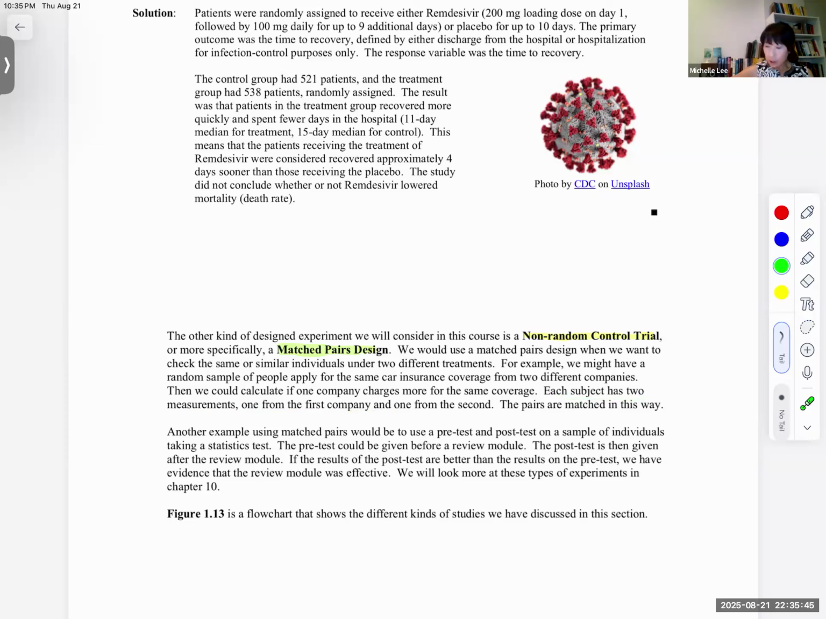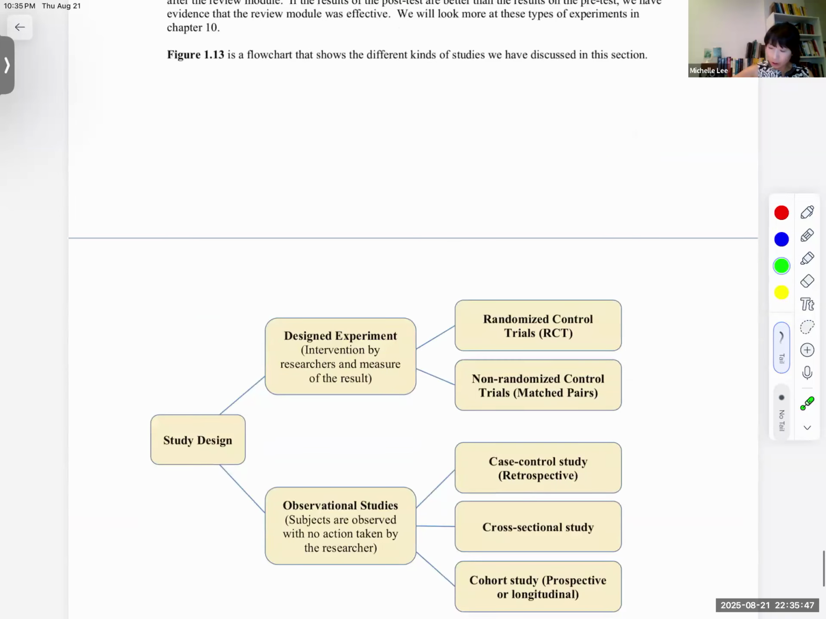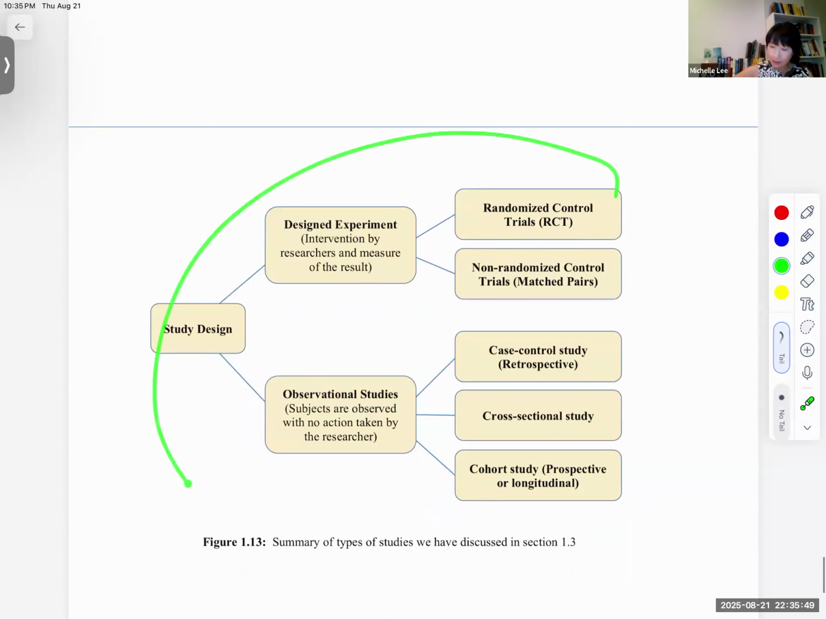All right. Okay, so here is a chart of what we learned for this section.